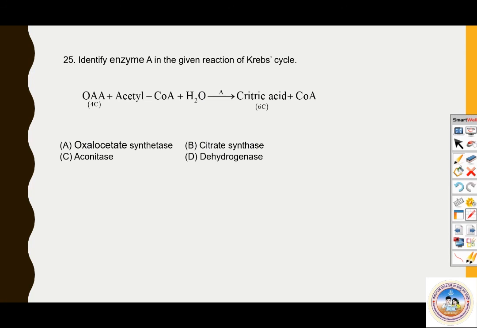Yes, children. The last question. Identify the enzyme A. Am I clear to you? So, what is the next one, children? Identify the enzyme A. Now, oxaloacetic acid plus acetyl-CoA plus water giving rise to citric acid and coenzyme A. Which is the enzyme helping in the formation of citric acid? It is none other than your citrate synthetase. What is it, children? Citrate synthetase. Am I clear to you?